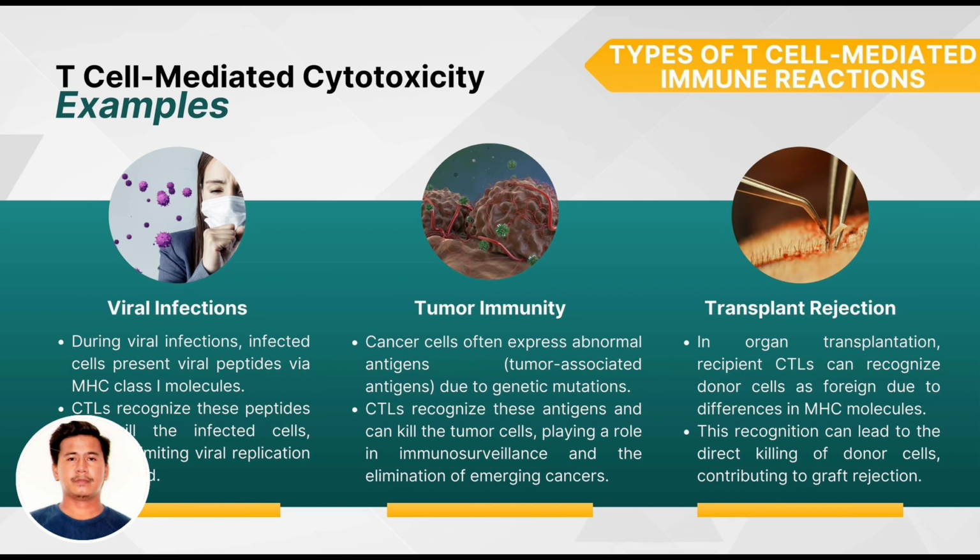Then we have the second one, which is tumor immunity. Cancer cells often express abnormal antigens or tumor-associated antigens due to genetic mutations. So CTLs recognize these antigens and can kill the tumor cells, playing a role in immunosurveillance and in the elimination of emerging cancers.